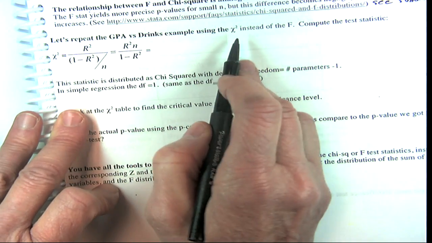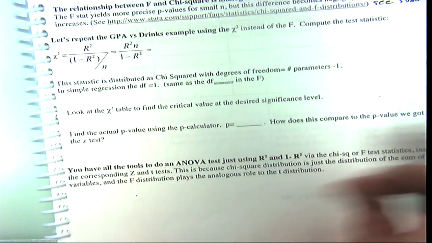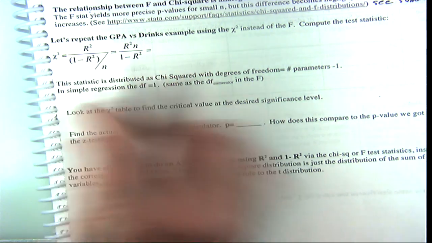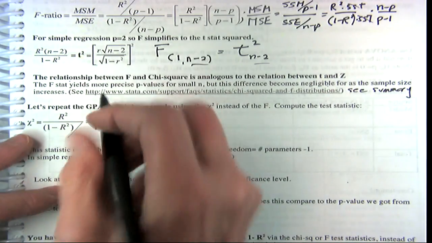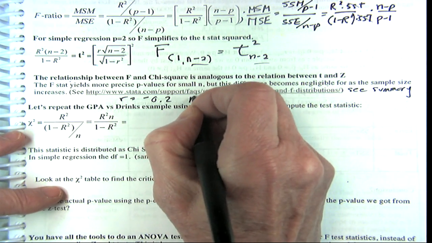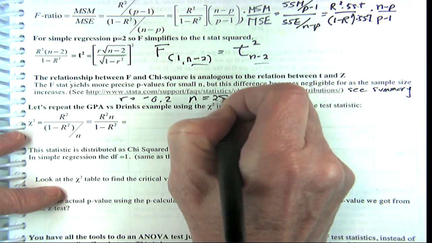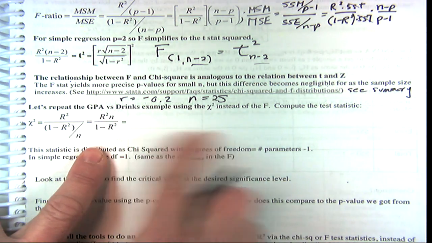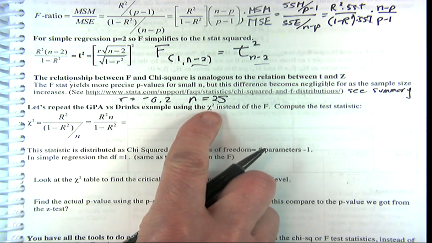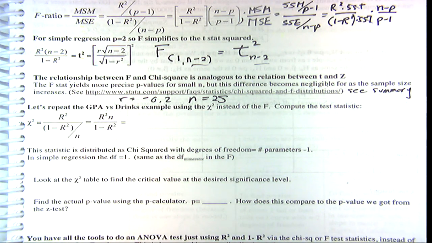Let's repeat this using chi-squared instead of the F. If we wanted to use chi-squared instead of the F, what would we do? Remember what we're doing here. We have r equals negative 0.2, and we have n equals 25. That's all we really need for doing these examples. Once you know these two things, you really don't need to do that whole analysis of variance table.